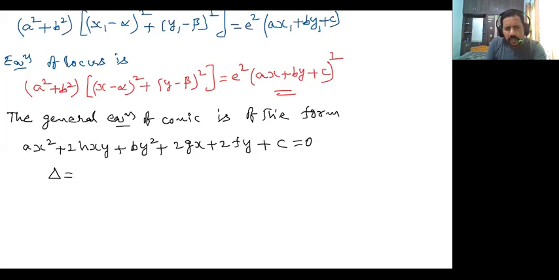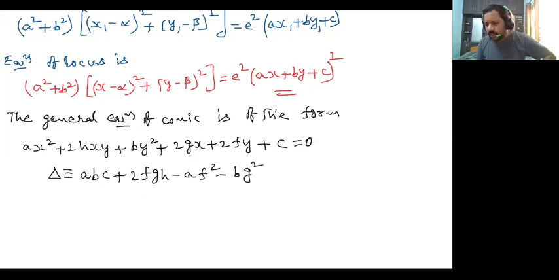What is the delta formula? Delta is equal to abc plus 2fgh minus af square minus bg square minus ch square. Okay. How do we recognize whether the conic is a parabola, ellipse or hyperbola?